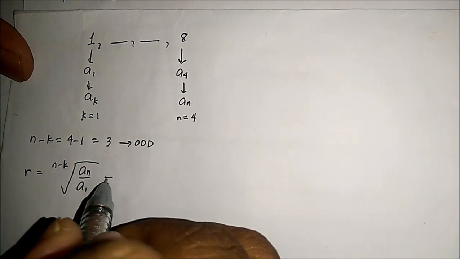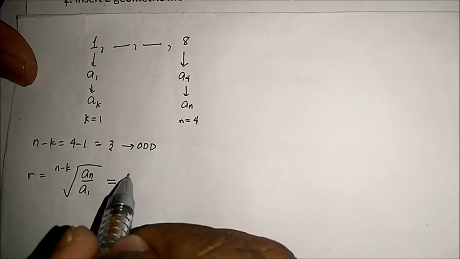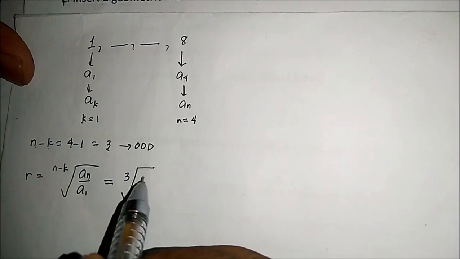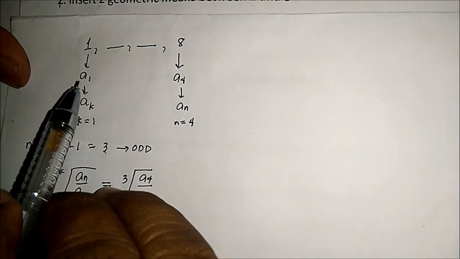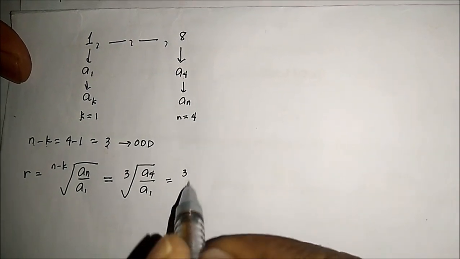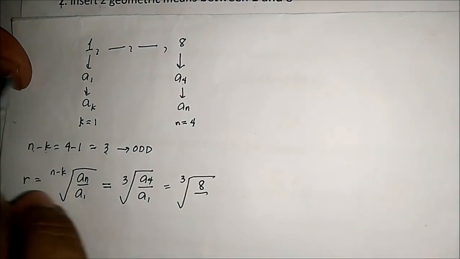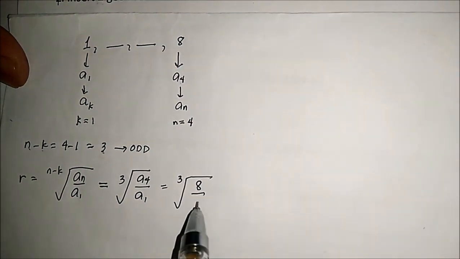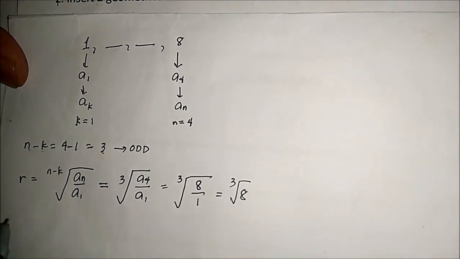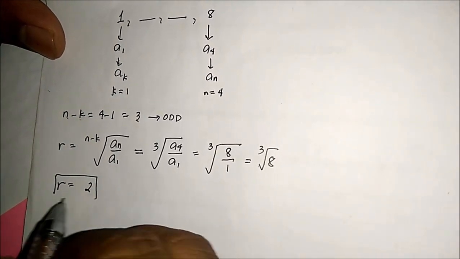So, let's substitute all the given. Our n minus k is 3, so we are actually getting the cube root of a sub n. In this case, our a sub n is a sub 4, and our a sub k is a sub 1. So, r is equal to the cube root of a sub 4, which is 8, over a sub 1, which is 1. Substitute and simplify. So, this is now the cube root of 8, and we know that the cube root of 8 is 2. So, therefore, the common ratio is 2.